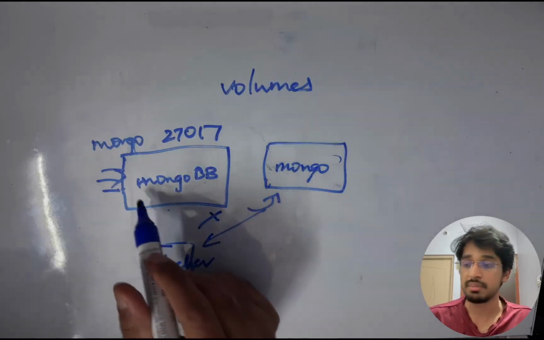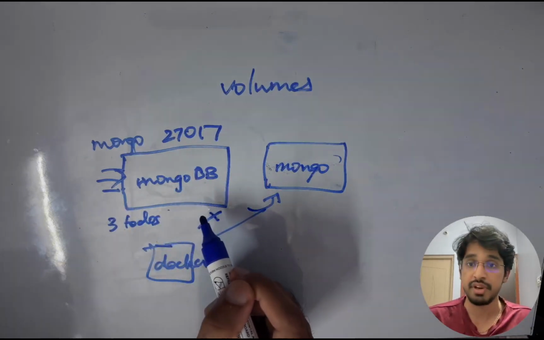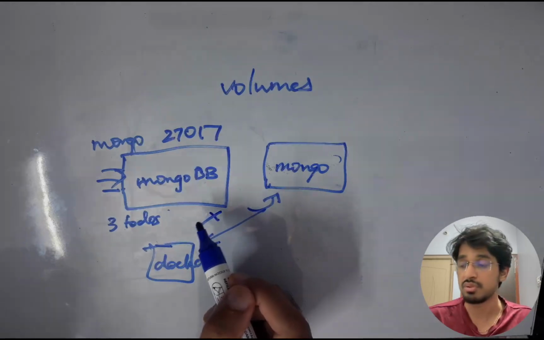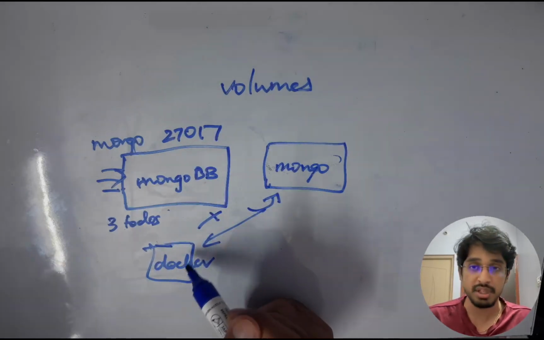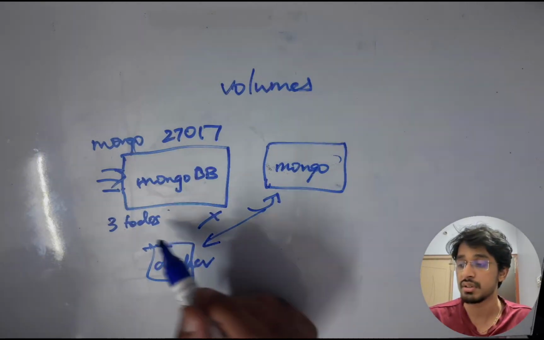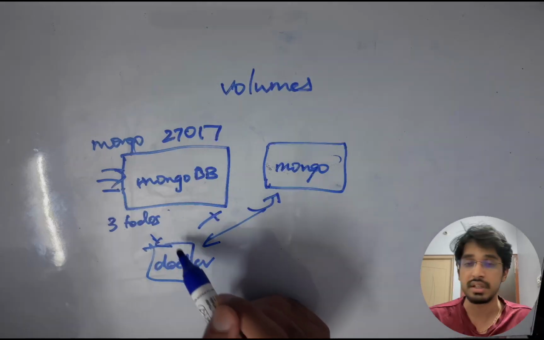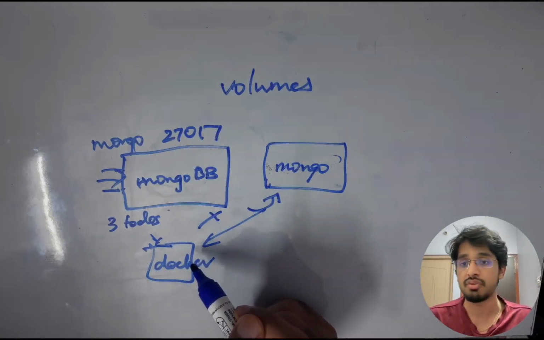Let's say, for example, we had 3 to-dos, and for some reason our MongoDB database went down. The next time we spin up the container back, the data will already be stored. Whenever we start a new container, it will fetch the to-dos from this hidden file system inside Docker. Okay, so that's the concept of Docker volumes.